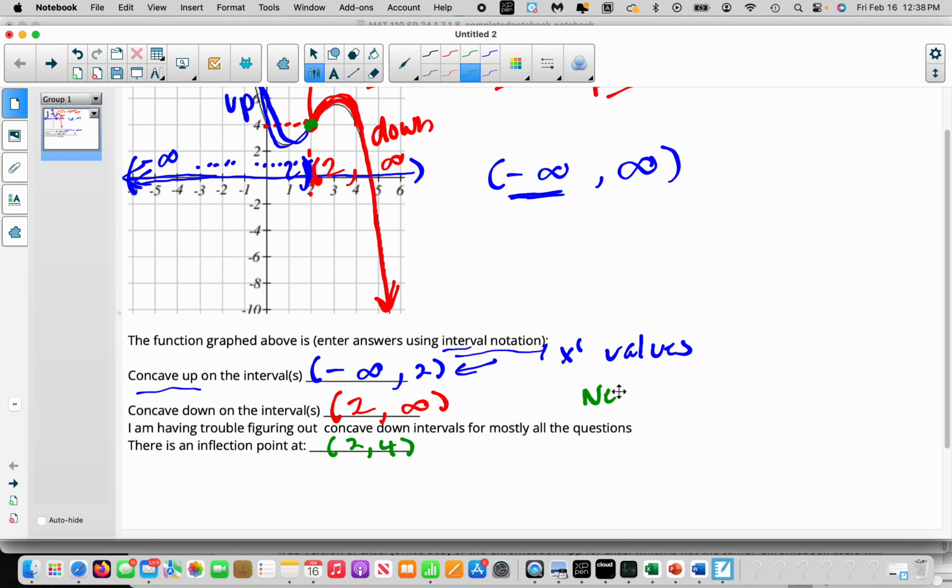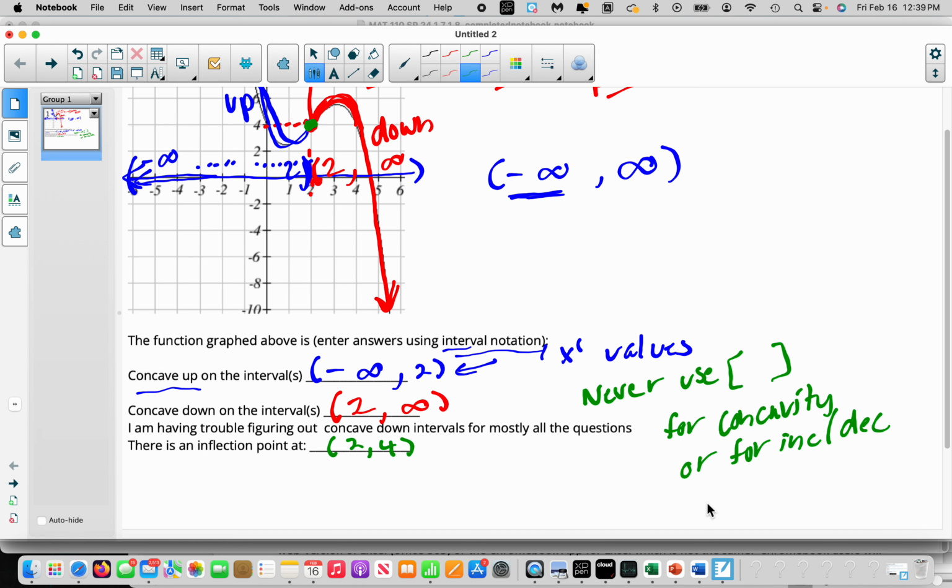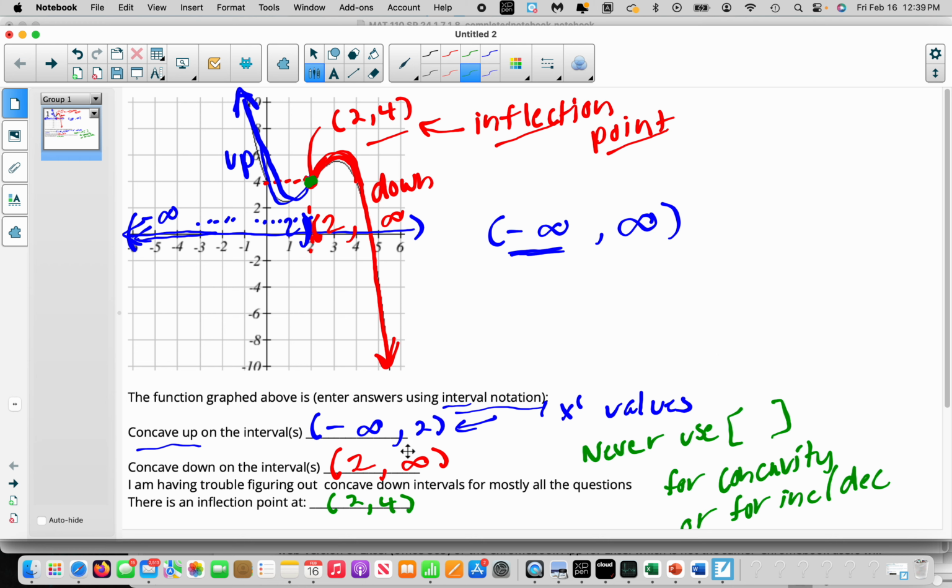We never use brackets for concavity or for increasing, decreasing. We only use brackets when we're talking about domain. That's it.